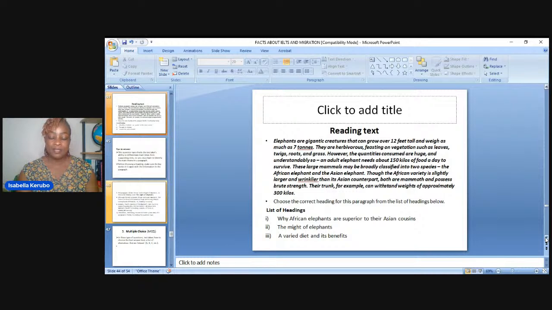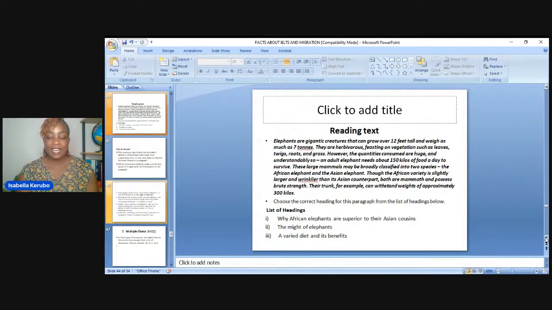So this is the easiest way to identify the main theme of a paragraph, because like I said, in this type of question, you are given a long text which has between 6 to 8 paragraphs and a set of headings. You are supposed to match paragraph 1 with a heading from the list of headings that you are given. Paragraph 2, the same. 3, the same, up to the last paragraph.